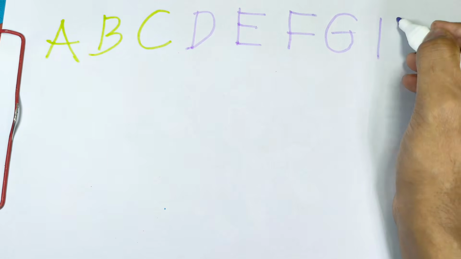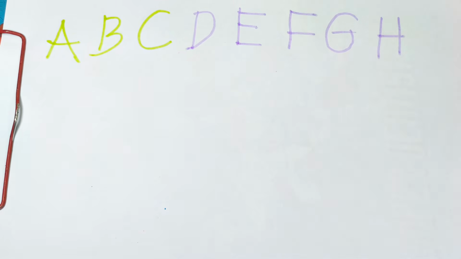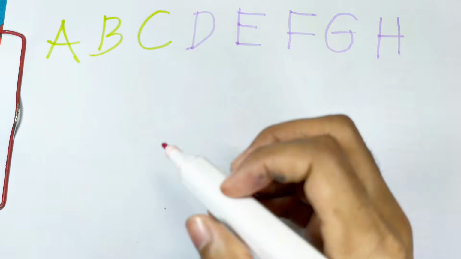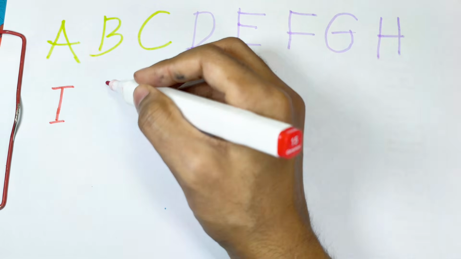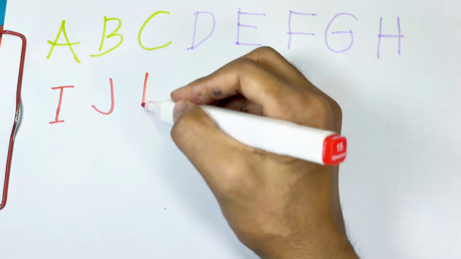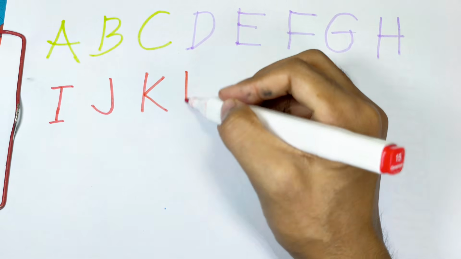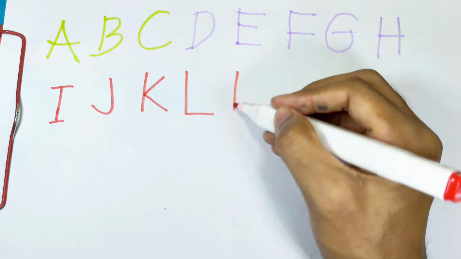H for hand. Stay with us. H. So now you're using the color of geranium. I for ice, I for ice cream. I. And the next one is J. J for jackfruit. K. L. L for lion, L for lemon.